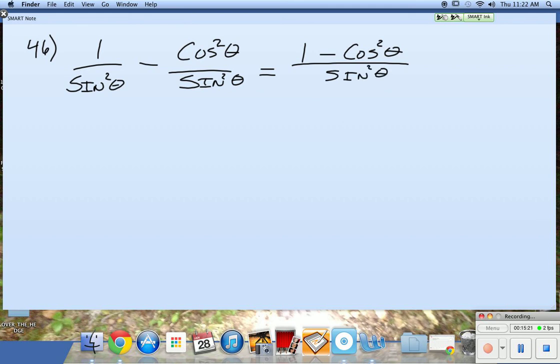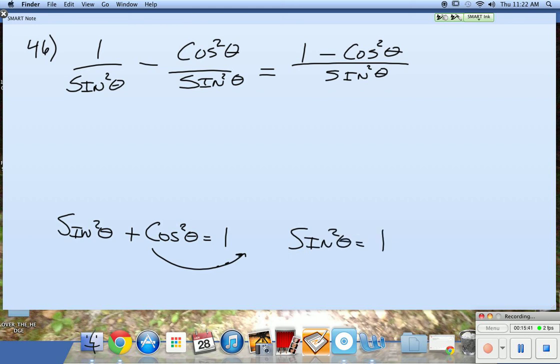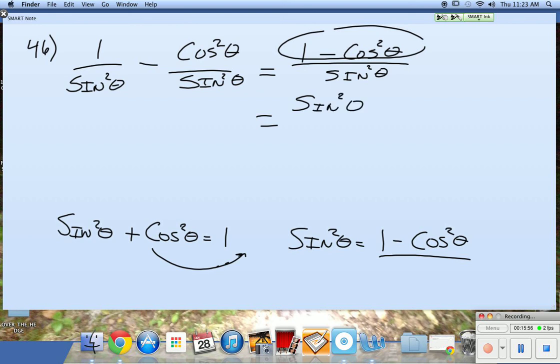Well, remembering our Pythagorean identity, sine squared theta plus cosine squared of theta equals 1. And if we bring our cosine to the other side of the equal sign, we end up with sine squared of theta equaling 1 minus cosine squared of theta. Well, here's our 1 minus cosine squared of theta, and here it is right here also. So let's just replace that with sine squared of theta. Sine squared of theta over sine squared of theta, which equals 1.